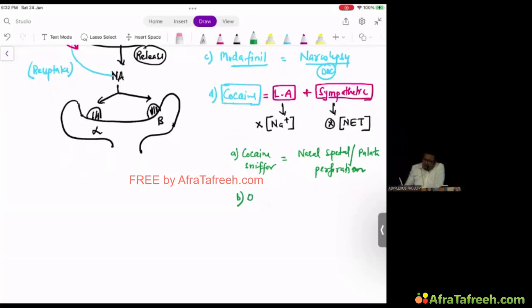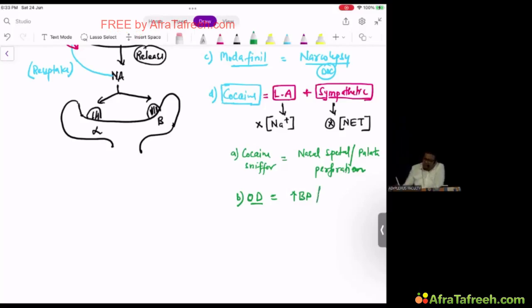Overdose, all drugs of abuse. One day the patient will take too much. All drugs of abuse, whether it is alcohol, cocaine, morphine or cannabis, one day the addict patient will take more than what he can tolerate. So cocaine overdose, what will you find? It's a sympathetic drug, so BP will be high or low? High. Vasoconstriction, BP has to go up.